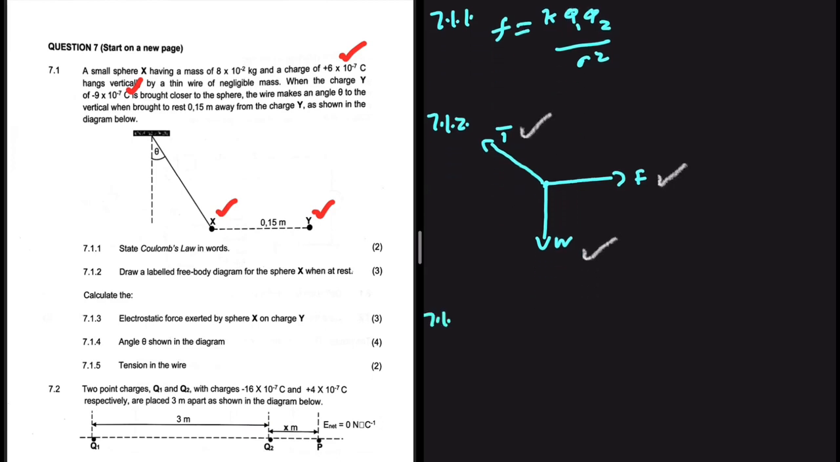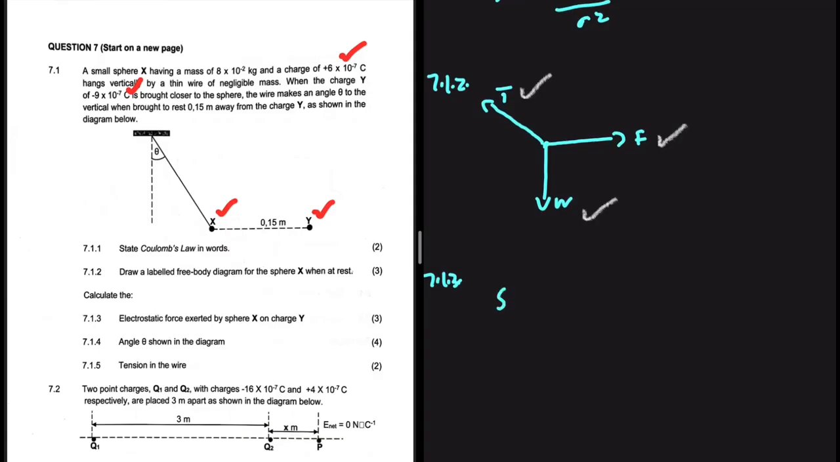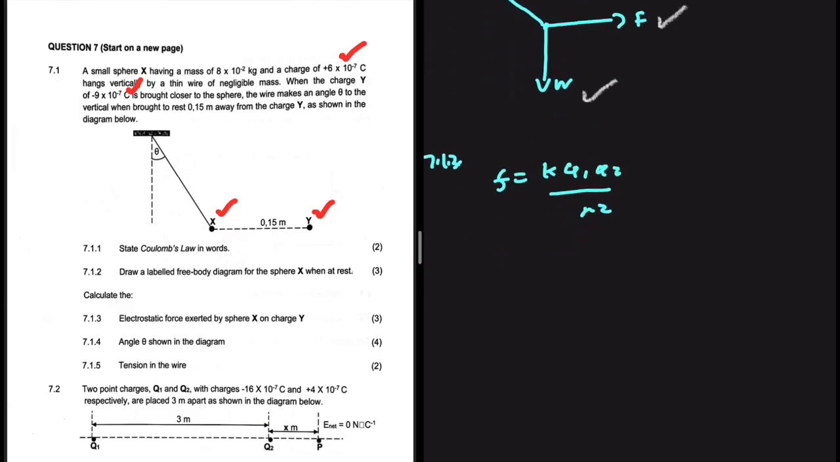Let's go to 7.1.3. Let's calculate the electrostatic force exerted by sphere X on charge Y. Well, F equals K Q1 Q2 divided by R squared. We know fully well that K equals 9 times 10 to the power 9. As our definition says, the magnitude of the electrostatic force is directly proportional to the product of the magnitude of the charges.